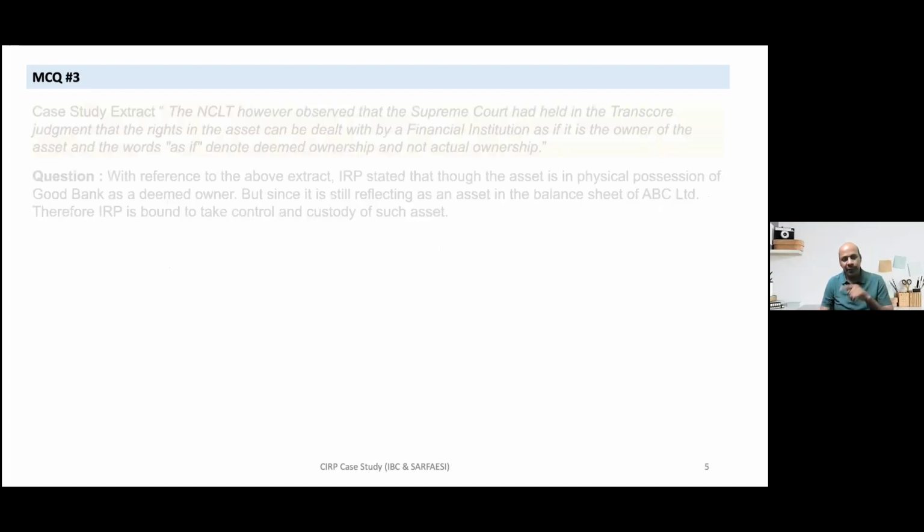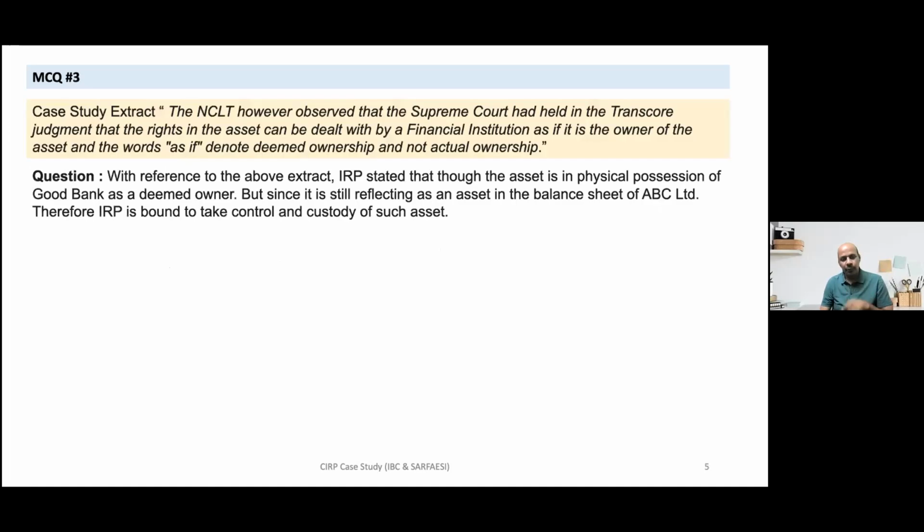Now here what I have done is put the extract from the case study so that we don't go back to the slide. The extract is in the Transfer judgment that the rights in the asset can be dealt with by a financial institution as if it is the owner of the asset, and the words as if denote deemed ownership and not actual ownership. So with reference to this extract, IRP stated that though the asset is in physical possession of Good Bank as a deemed owner, since it is still reflecting as an asset in the balance sheet of ABC Limited, IRP is bound to take control and custody of such asset.